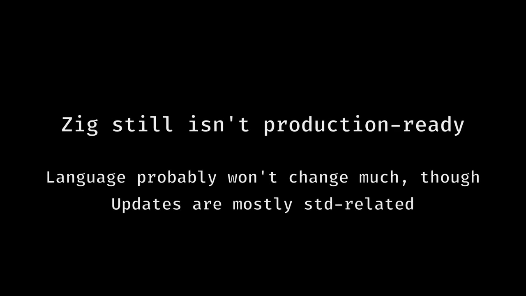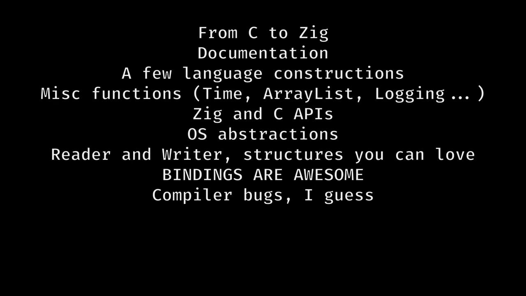Quick reminder, Zig still isn't ready for production. However, probably everything you've learned a few years back on the language itself is still valid. Changes happen mostly in the standard library. So, as you can see in this video, we'll talk about a lot of things, but don't worry, there will be a lot of chapters, so you can skip to whatever you want.